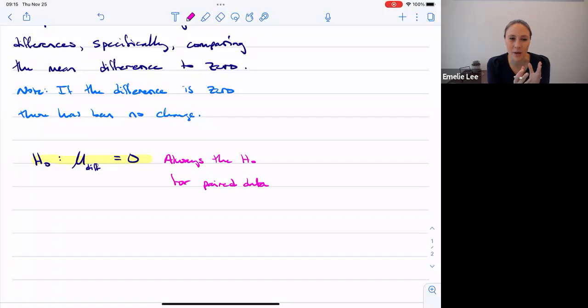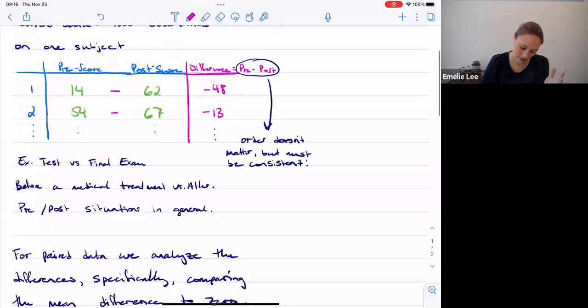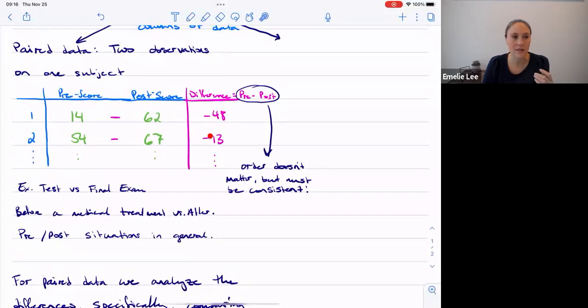The alternative hypothesis, the default, remember, is that it's not equal to 0. There is some significant difference from 0. But you could do less than 0, greater than 0, depending on the question. It can get a little bit tricky, because it depends on how you calculated the difference. For example, here, these are all negatives.